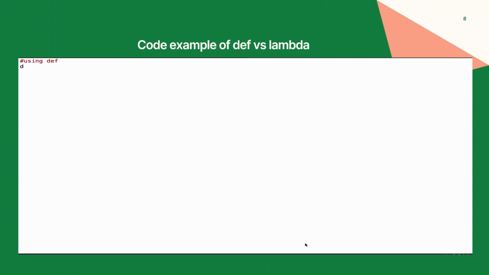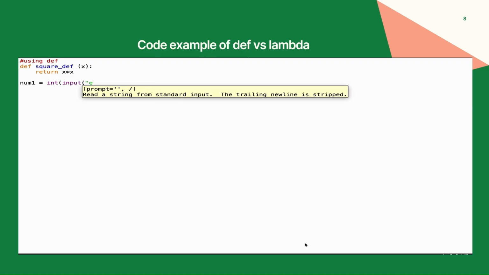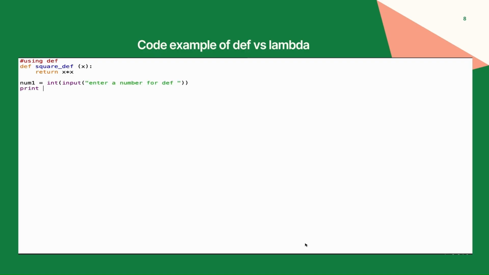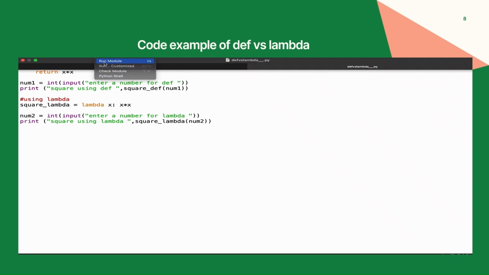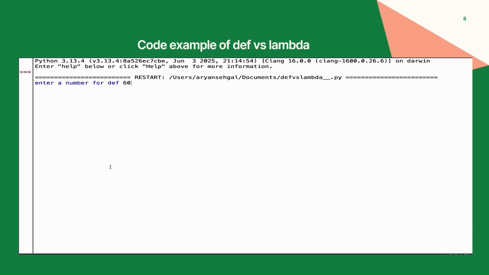We use def square_def(x) to define a standard function. Then we take user input, convert it to an integer, pass it into our function, and print the result. It's simple and clear. In the lambda version, we define square_lambda is equal to lambda x: x multiplied by x. The rest of the flow is exactly the same: input, conversion, function call, and output. The lambda is shorter but does the exact same job. Both approaches return the same result. It's all about which one suits your case better.